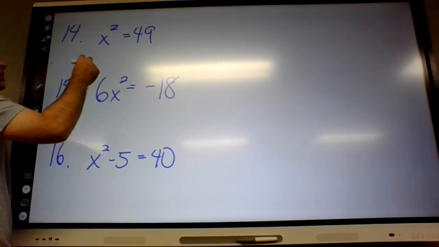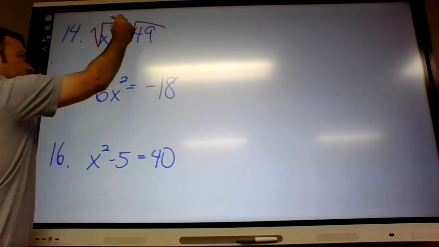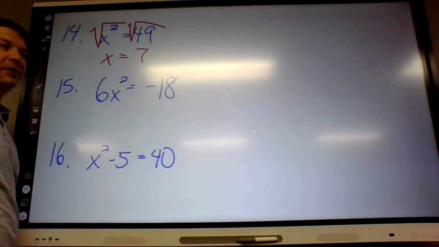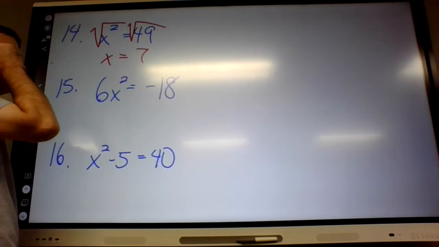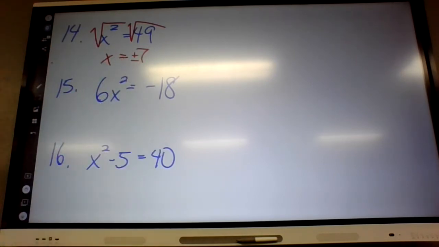What do we do on 14? Take the square root like they told us. What's the answer? X equals 7. Okay, this is why I get annoyed. Because you have to put plus or minus. And if you get that one wrong, you're probably going to get all three of them wrong. Plus or minus. How many times have we gone over plus or minus this year? A bunch. But we still forget it. Anyway, don't forget the plus or minus when you do the square root trick.